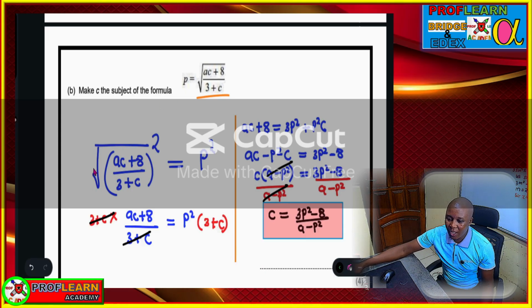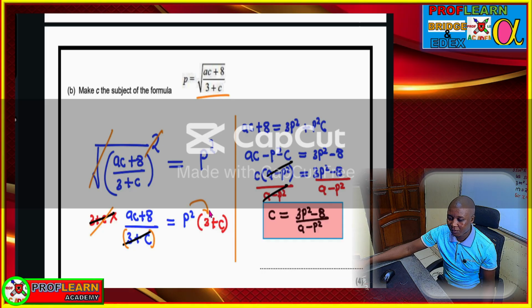Since there is a square, we are going to square both sides so that the square and the square root will cancel out, and we remain with (AC + 8) over (3 + C) equals P squared. Then we multiply by the denominator on both sides so that these two cancel out, and we shall have AC equals P squared into (3 + C), which means 3P squared, and if you multiply here we shall have P squared C.